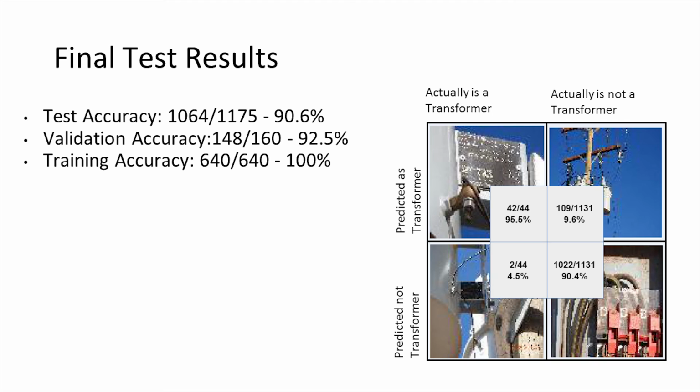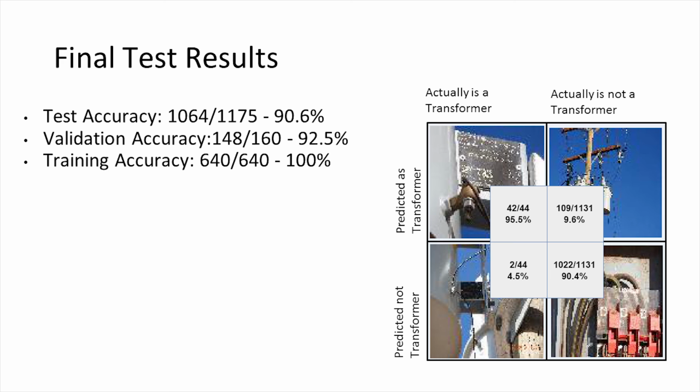The final results of the model were tested against a test set of 1,175 images that had never been shown to the network at any point. The model was able to correctly identify 90.6% of all of those images, which is 1,064 of the test images. Of all of the test images, there were 44 that were transformer nameplates, and the model was able to correctly identify 42 of these, which represents 95.5% accuracy of all the transformer nameplates.